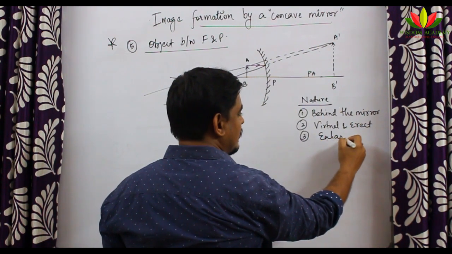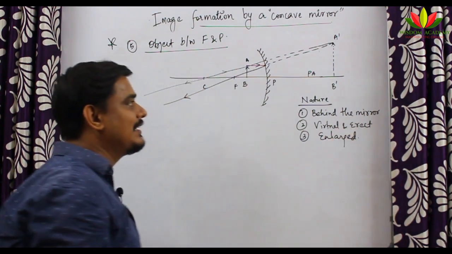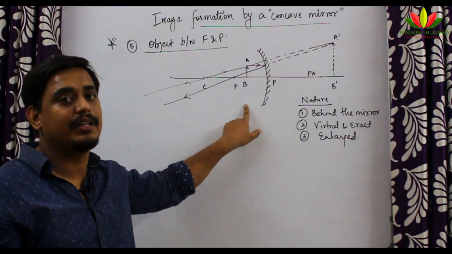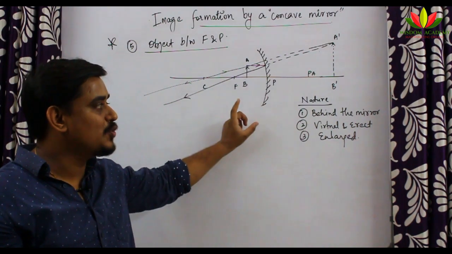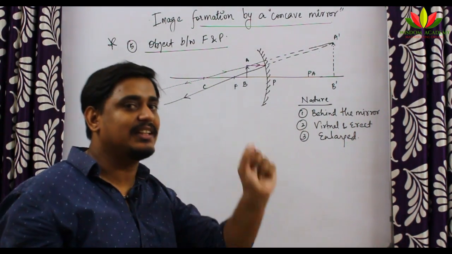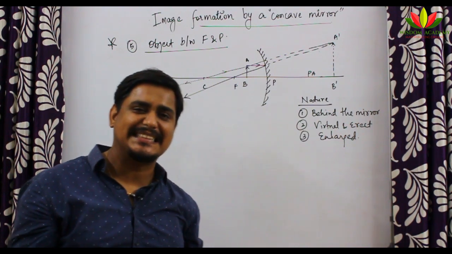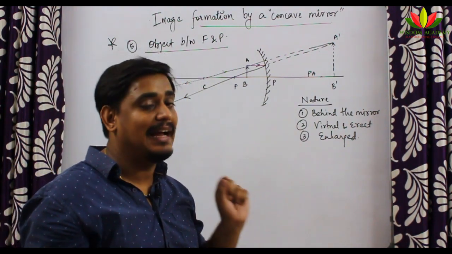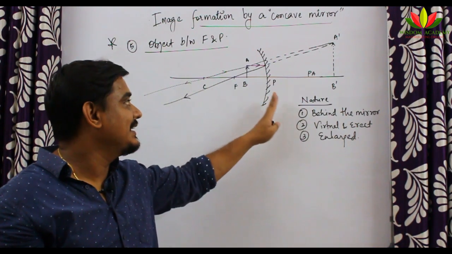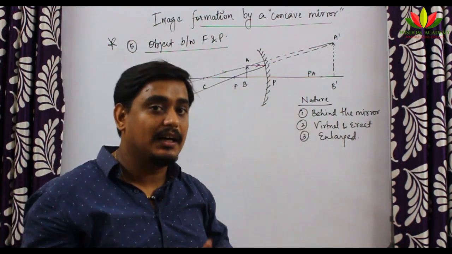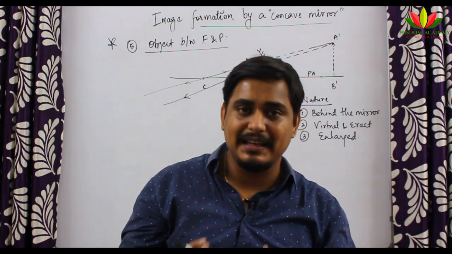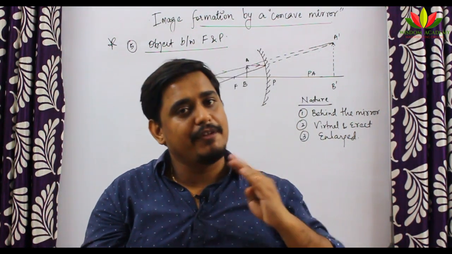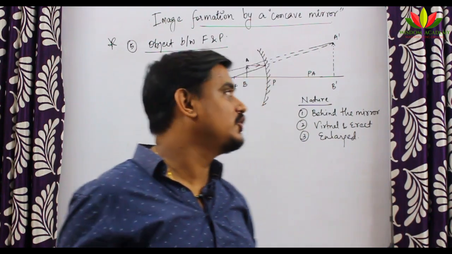It is enlarged. So you can see very clearly that this is the only case of concave mirror where you got the image to be virtual and erect. In all the other cases, when it was beyond C, at C, between C and F, at F, you got the image to be real and inverted. This is the only case. So if you want to get a virtual image by a concave mirror, you must place the object between focus and pole. Please keep this in your mind.